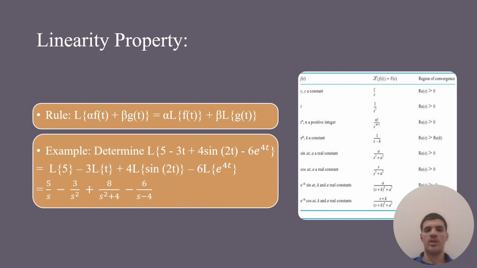So starting off with the linearity property, which basically means that if you want to find the Laplace of f of t plus g of t, you can just find the Laplace of f of t alone, then add it to the Laplace of g of t. There's another idea which is if you have a constant times f of t, you can take the constant out, find the Laplace of f of t, then multiply it by that constant.